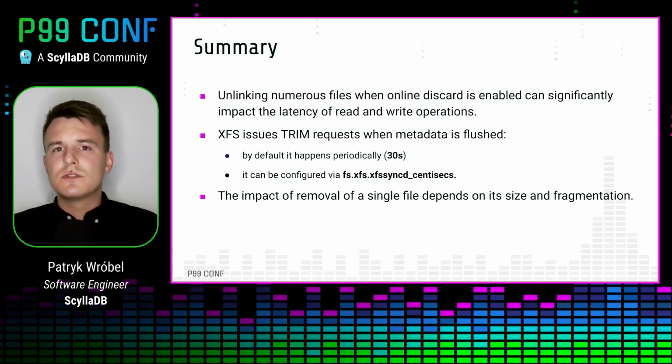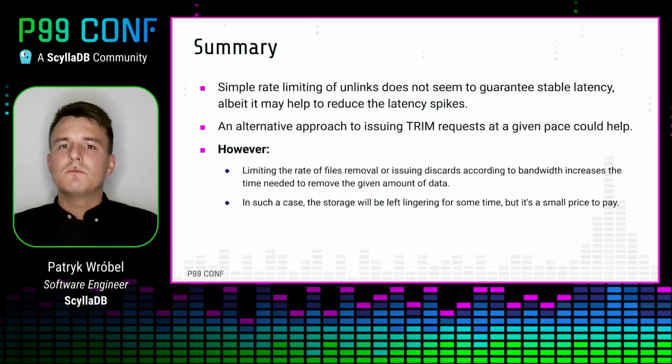XFS file system issues trim requests when the online discard mount option is enabled according to the metadata flush period. By default, it is 30 seconds, but it can be configured to 1 second. Just by rate limiting the number of removed files per second and increasing the frequency of issuing trim requests, we cannot guarantee that the latency spikes will not occur. However, we may reduce the magnitude of spikes, so that's helpful. But still, another approach may be required. For instance, the approach that uses block-by-block discarding of a file.